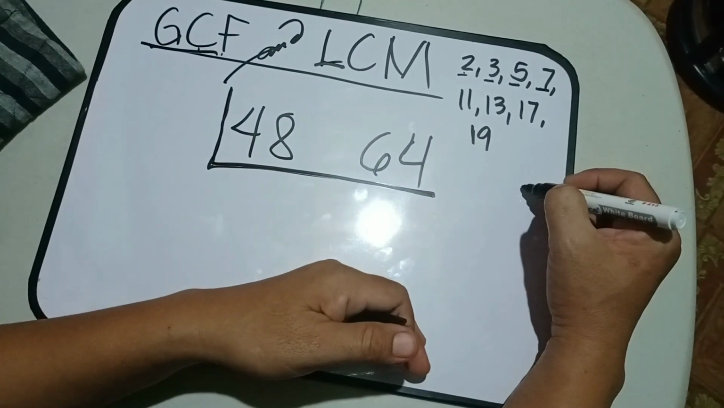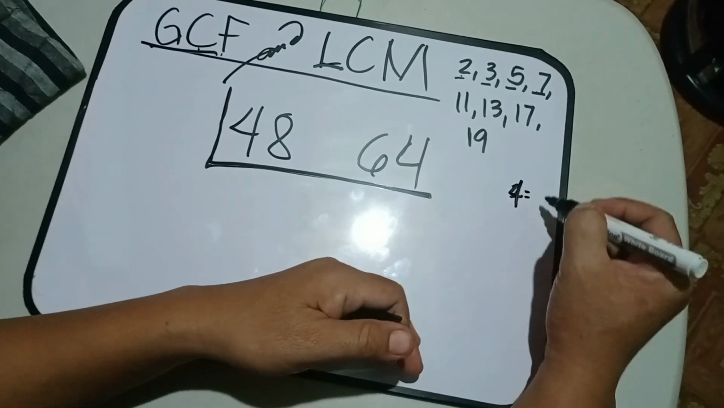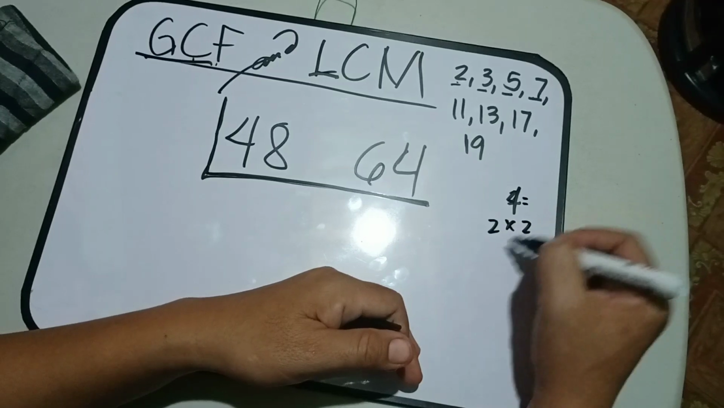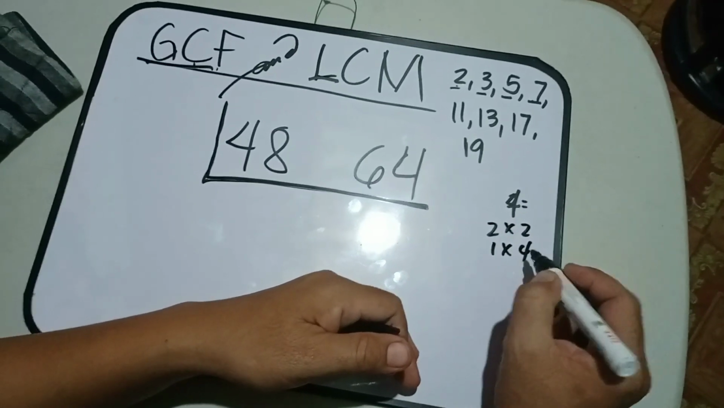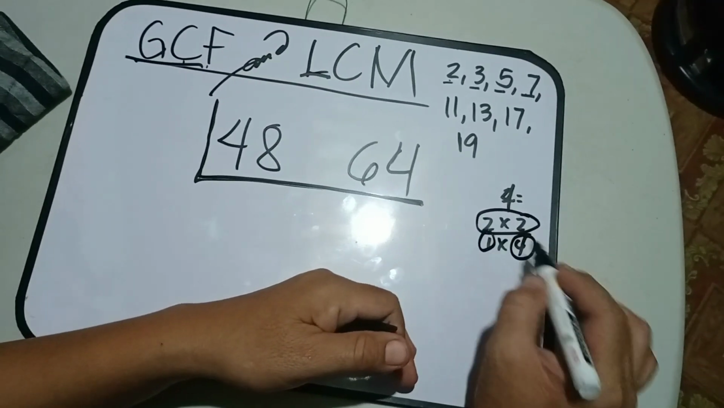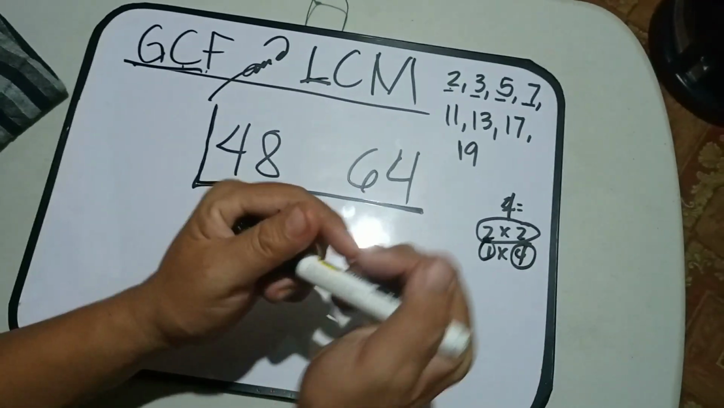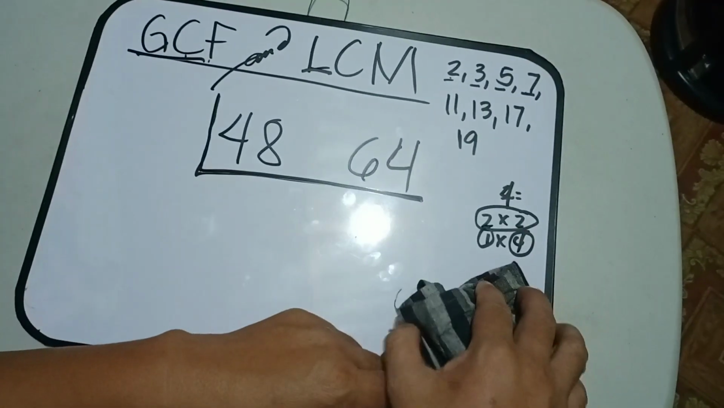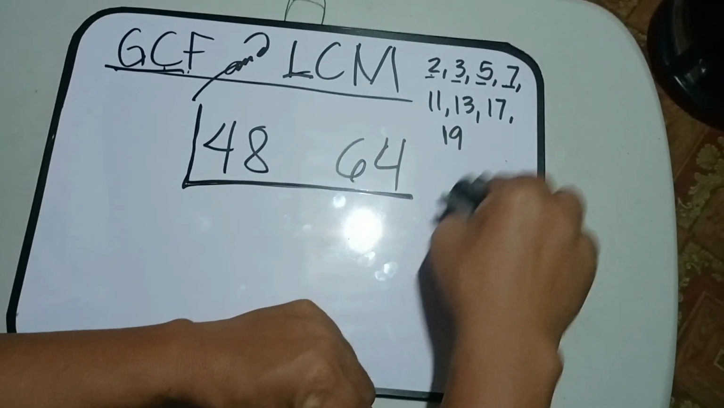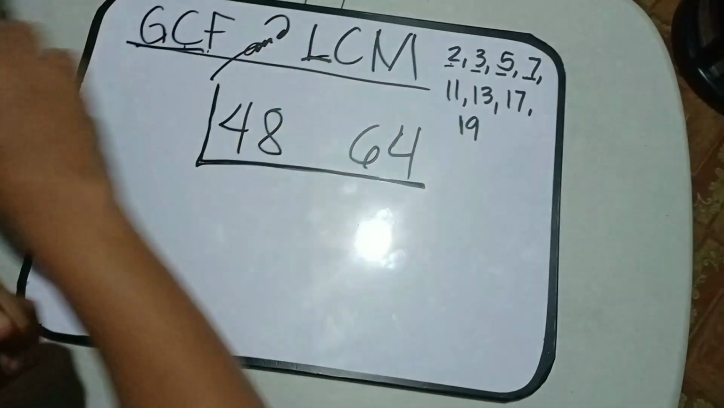Why not 4? Si 4 kasi, meron siyang tatlong factors. So, si 4, pwede siyang 2 times 2, 1 times 4. So dito pala, makikita natin na meron siya isa, dalawa, tatlong factors. Si 1, si 4, at si 2. So, number 4 is not a primary number. Okay? Yan. So, ito yung mga primary numbers natin.